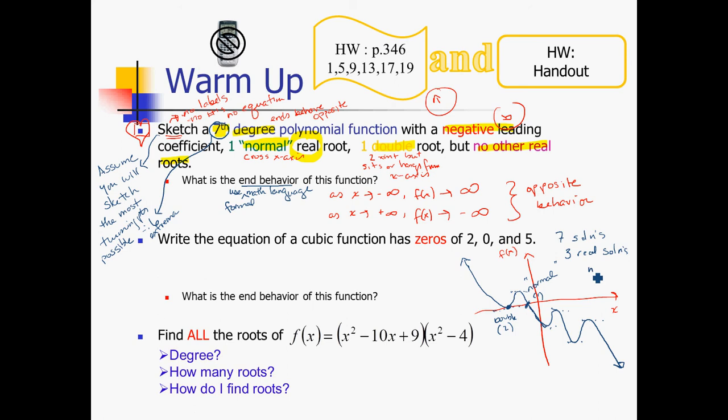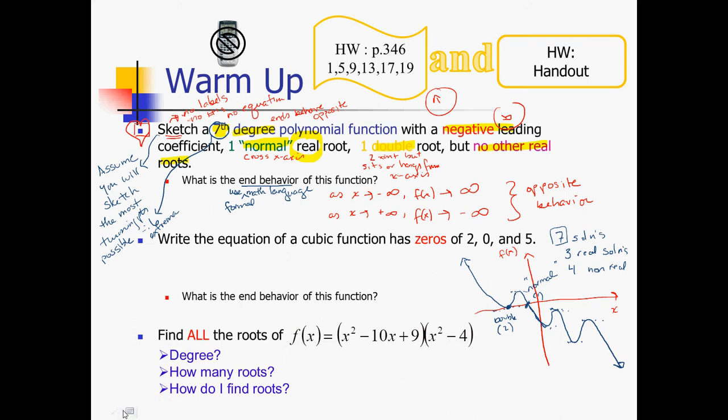Therefore, how many non-real? That's right, 4, because I have to add to 7. And remember, non-real solutions always come in pairs, so you're always going to have an even number. Make sure you don't make this graph look vertical anywhere, right? Because then you're not a function.